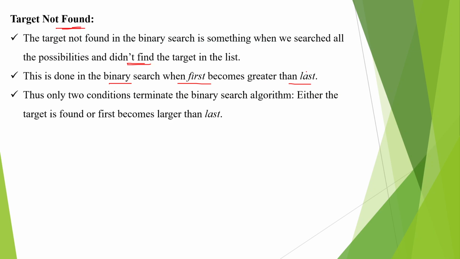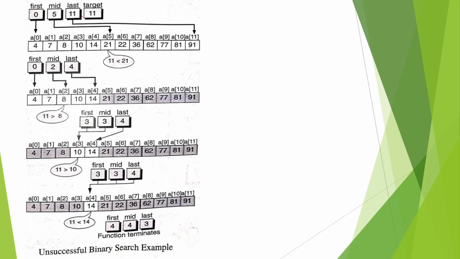Always last should be greater and first should be smaller. But if your first becomes greater than last, then the function terminates, by returning -1. So this is how we conclude the target not found case. Here I explained that one. See here, target was 11 and we are looking for 11, and you can clearly see that 11 is not there in the list. So this will go like a target not found case.